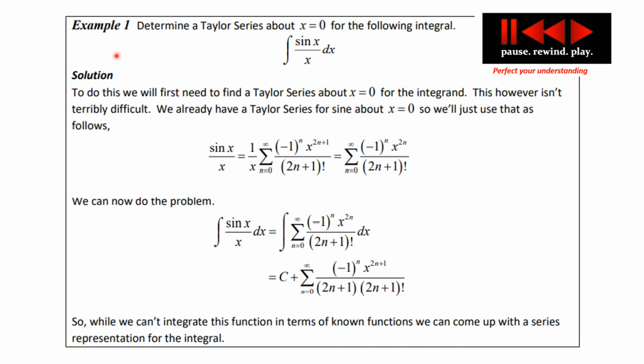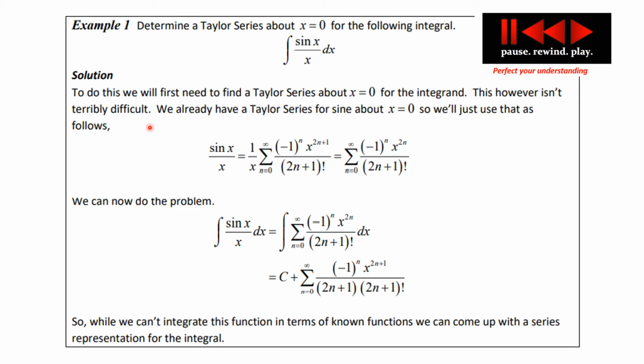So let's begin with an example where we're to determine a Taylor series about x equals 0 for the following integral. It's an indefinite integral of sine x over x dx. This is worth reviewing and trying to start with so you can appreciate the solution better. This is a function that does not have an elementary antiderivative. You could spend the rest of your life trying to find a u substitution that will work on this, but there are none because there is no function whose derivative is sine x over x.